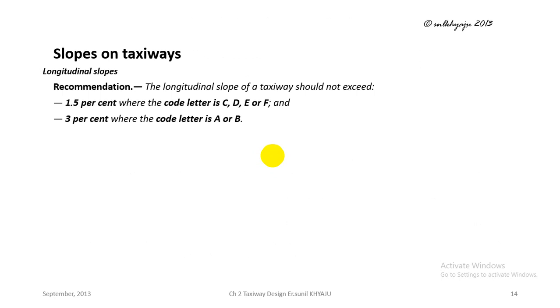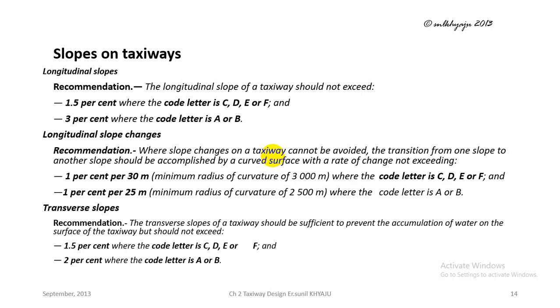Slope on taxiways. Longitudinal slopes. ICAO recommendation: the longitudinal slope of taxiways should not exceed 1.5% where the code letter is C, D, E, F, and 3% where the code letter is A or B. Longitudinal slope change: ICAO recommends 1% per 30 meters for code letters C, D, E, F, and 1% per 25 meters for code letter A or B. And transverse slope: ICAO recommends 1.5% for code letters C, D, E, F, and 2% for code letters A and B.